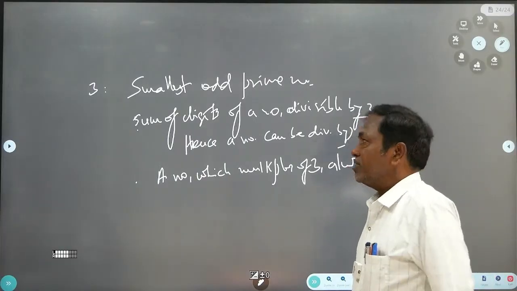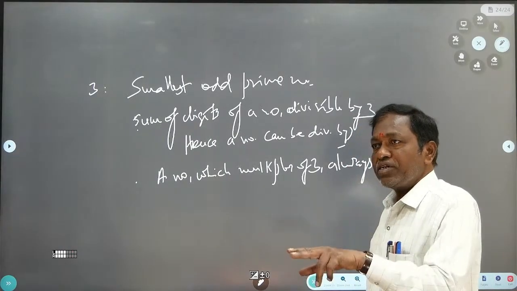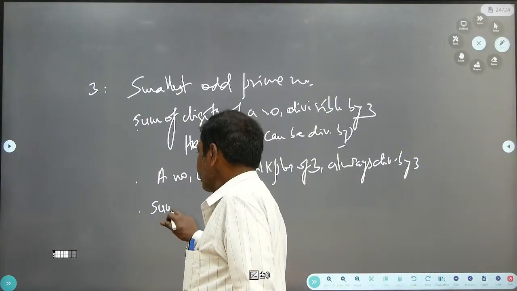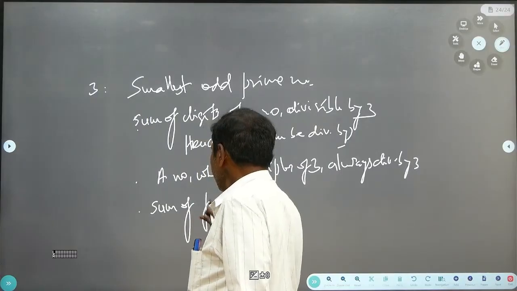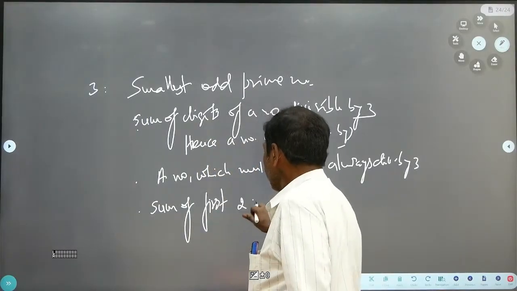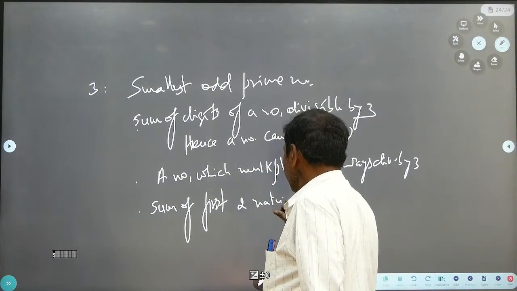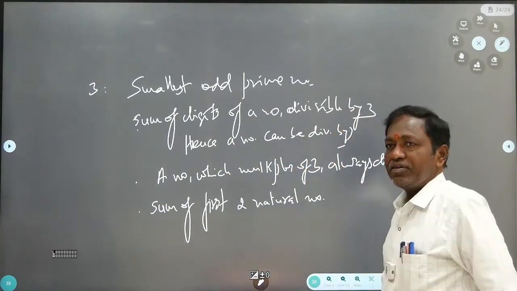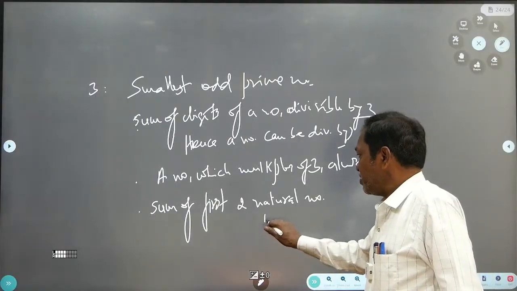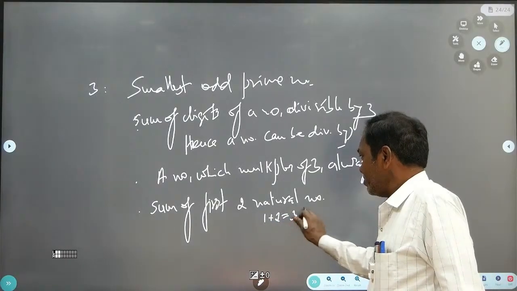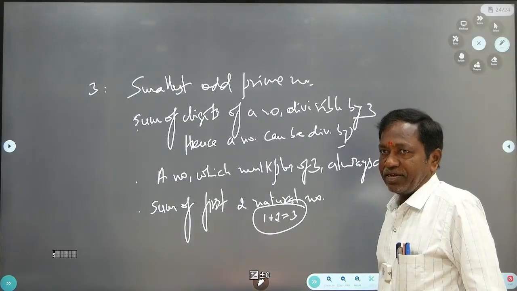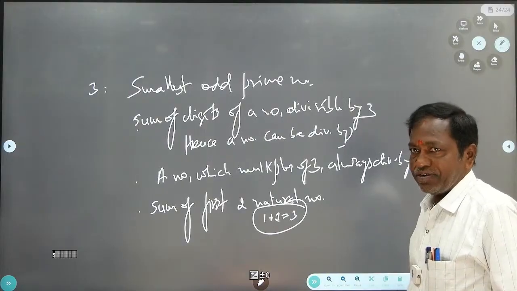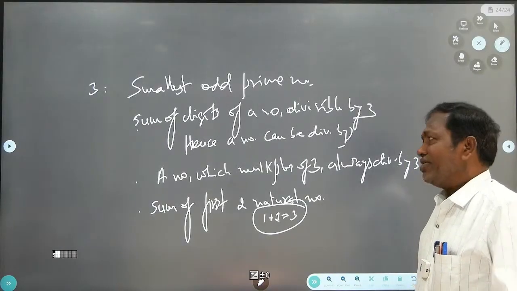And the uniqueness is that the sum of the first 2 natural numbers is equal to 3. Sum of first 2 natural numbers, 1 plus 2 is equal to 3. This property is exclusive to only this number, not for any other number. It's like that.